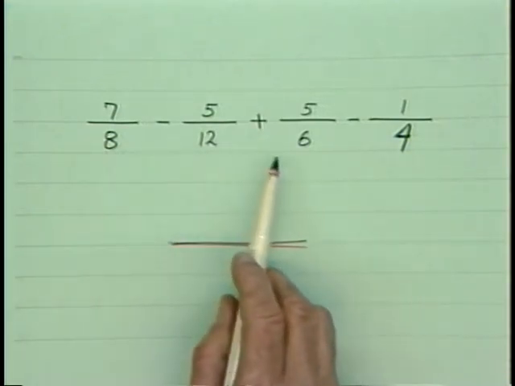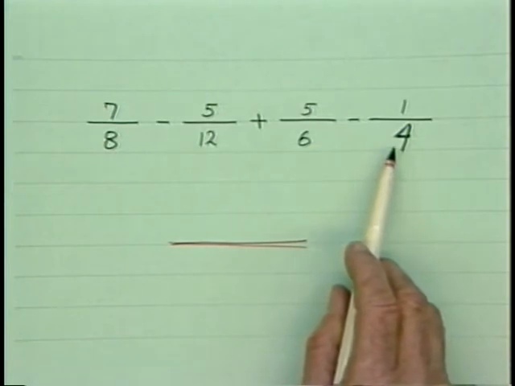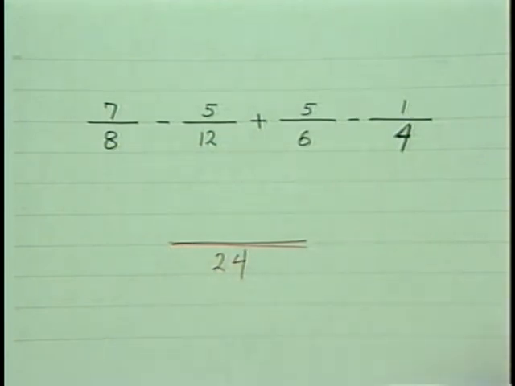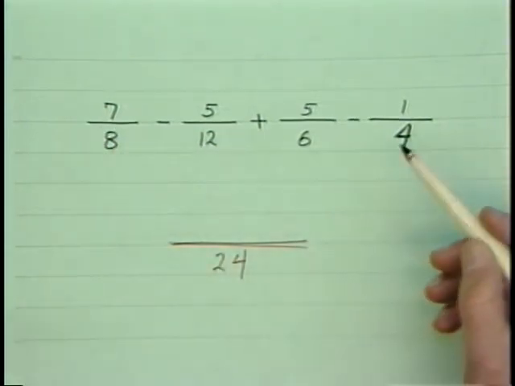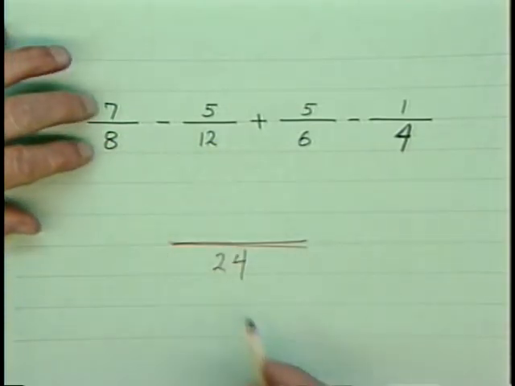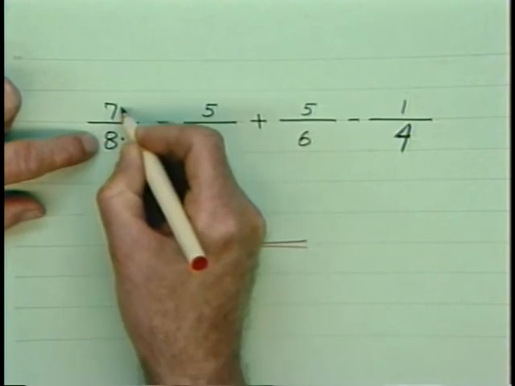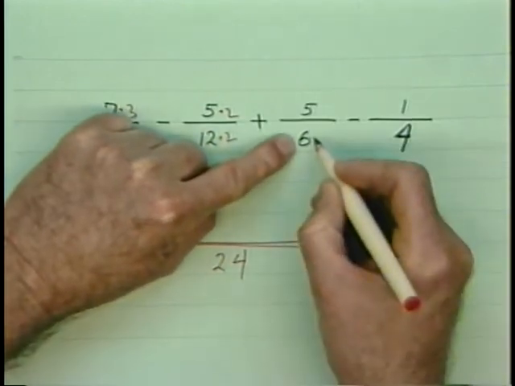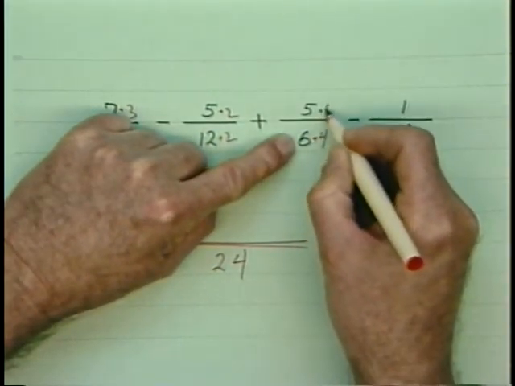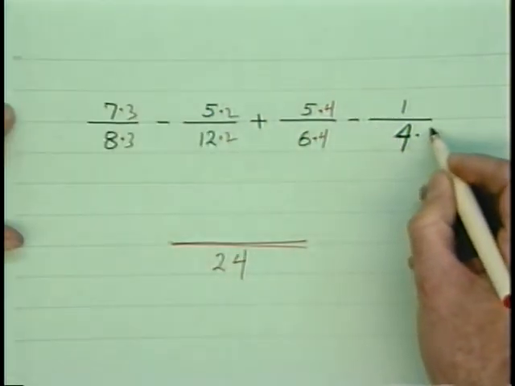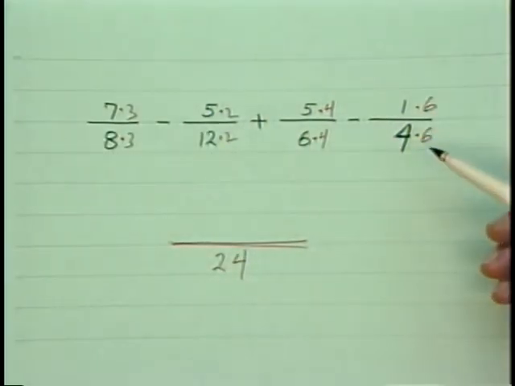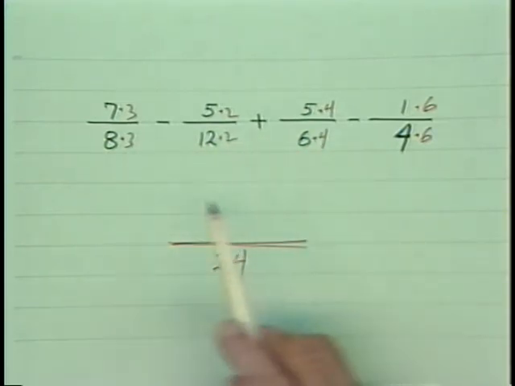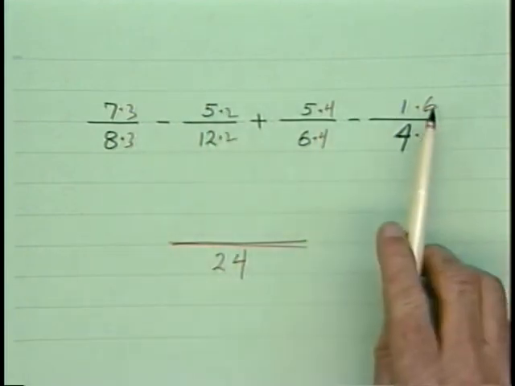So we look at each denominator and ask what's the lowest number each of them will divide into. And in this case, we can easily see it's 24. Then we build each one to make their denominators become 24. So we can see with 8, I need a 3. With a 12, I need a 2. With a 6, I need a 4. And with a 4, I needed a 6. And of course, whatever I multiply the bottoms by to make them become that lowest common denominator, I must multiply the tops of the fraction by the same amount.